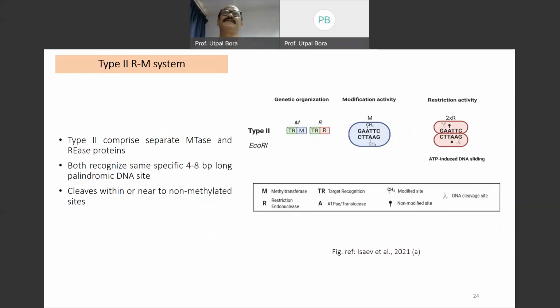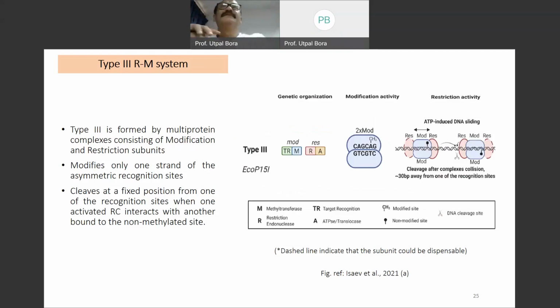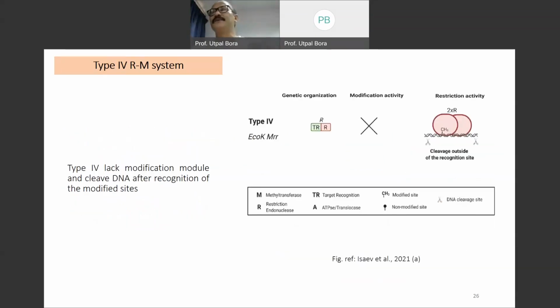In the type 2 restriction modification system, you have separate MTase and REase units. Both recognize the same specific 4 to 8 base pair long palindromic DNA site. They cleave within or near the non-methylated site. In type 3 RM systems, this is formed by multi-protein complexes consisting of modification and restriction subunits. This modifies only one strand of the asymmetric recognition site, and it cleaves at a fixed position from one of the recognition sites when one activated restriction complex interacts with another bound to the non-methylated site. So this is the difference between type 3 and the earlier two. And when it comes to type 4, it lacks a modification module, as I already told you, and cleaves DNA after recognition of the modified sites.